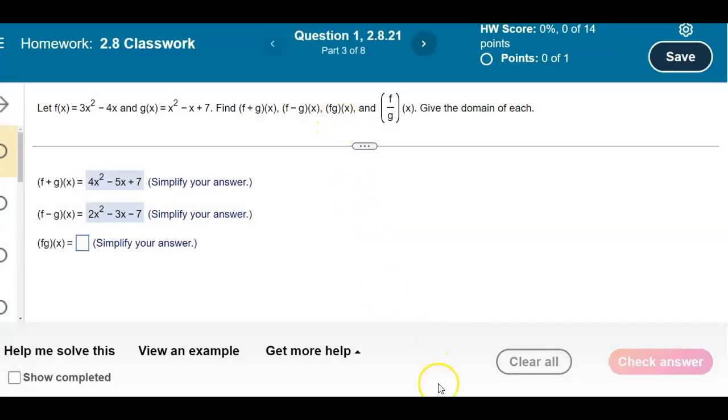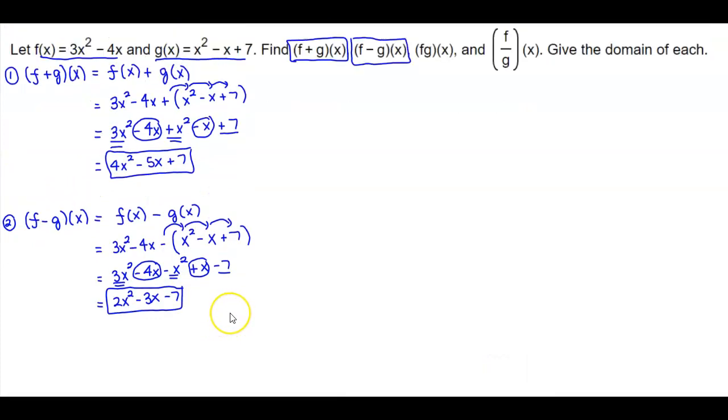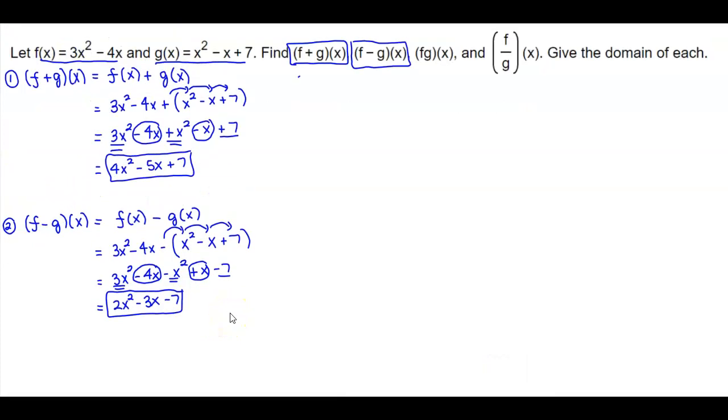Now we want to find f times g of x. So let's go ahead and do that. We have f times g of x, which is this third one here. This means that you take f of x and multiply it by g of x. So what happens when you multiply that together? Well, we have parentheses 3x squared minus 4x, and we're multiplying it by x squared minus x plus 7.